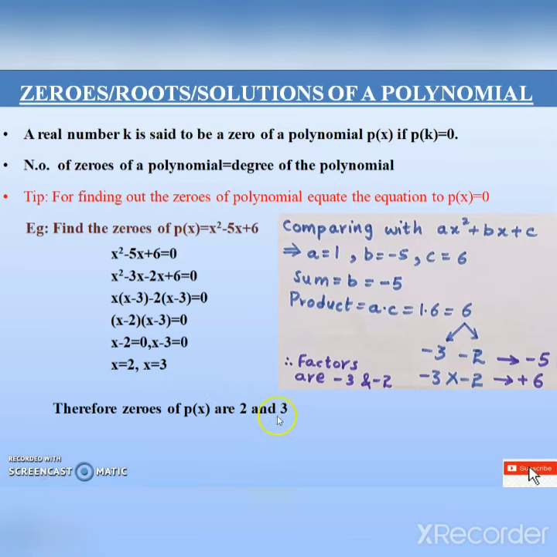So how to get the zeros of a polynomial? Equate the equation to 0. So what do you mean by 0? 0 is nothing but a solution or root of a polynomial when we equate the equation to zero. And how many zeros will a polynomial have? It depends on the degree of the polynomial. For example, a cubic polynomial will have 3 zeros. Why? Because the degree of a cubic polynomial is 3.